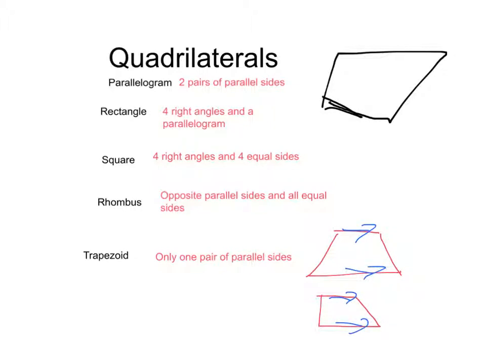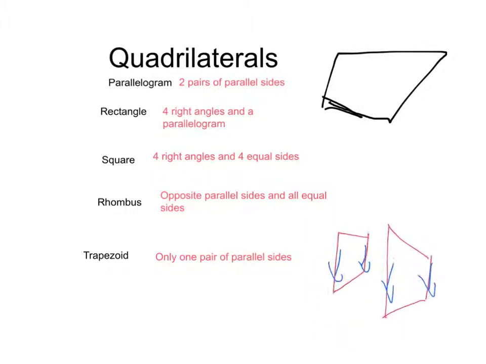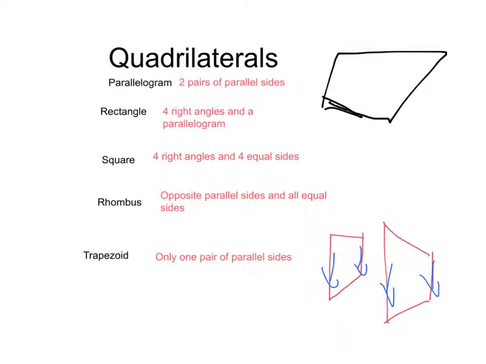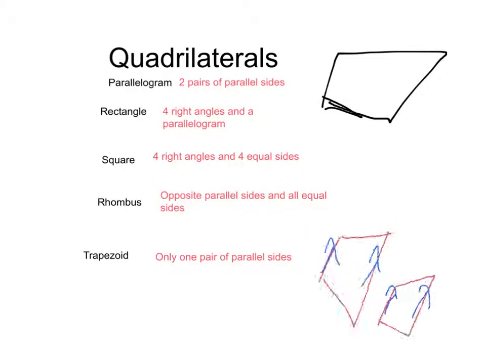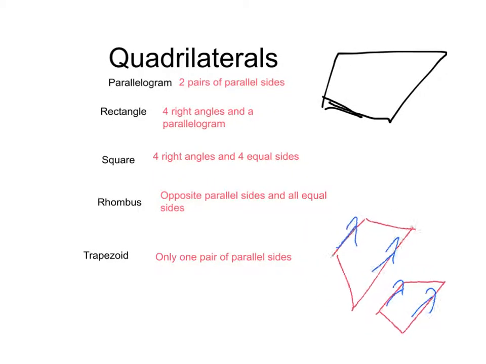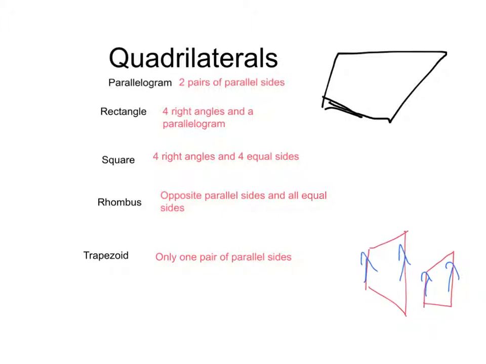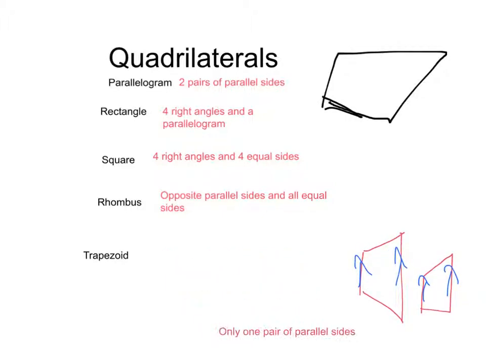Now, these shapes can be twisted around, and they can look like this. So you might see them like this, you might see them like this. They could even be at an angle, but you just have to identify that they have one set of parallel sides, not two, but one, and that would be a trapezoid. So let's move this out of our way here.